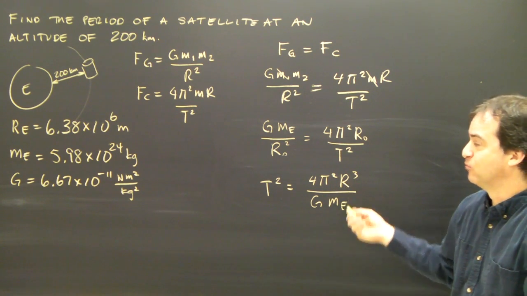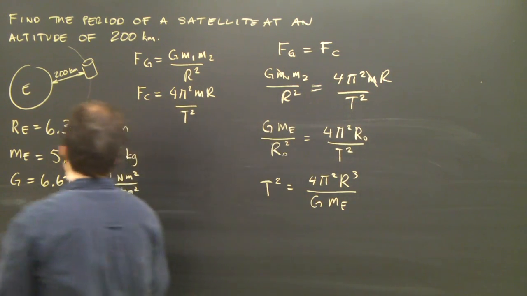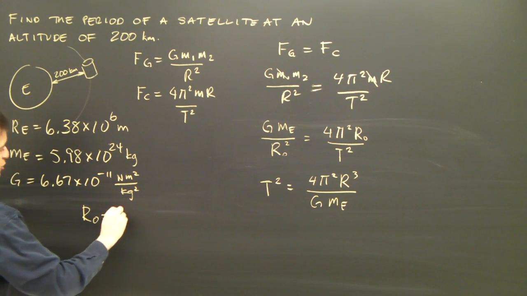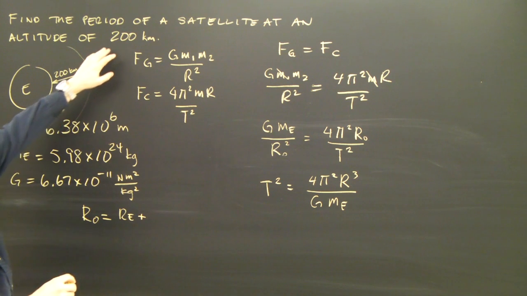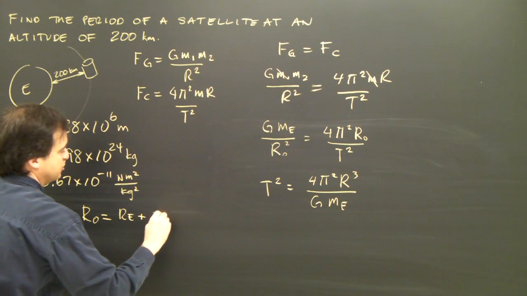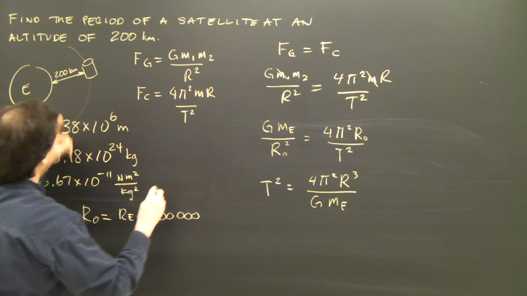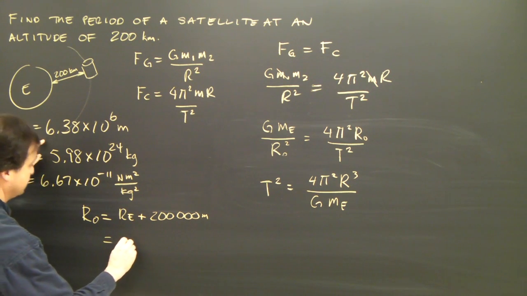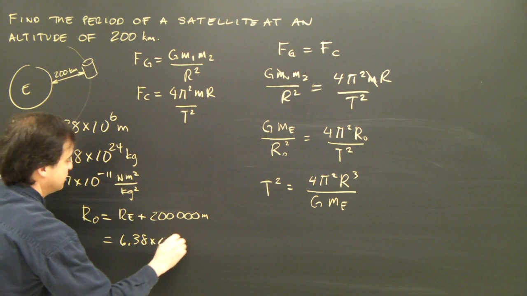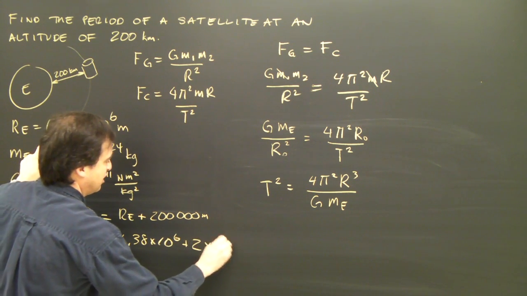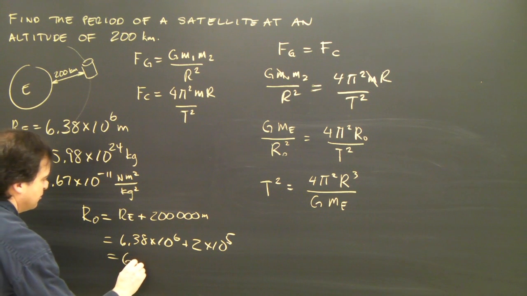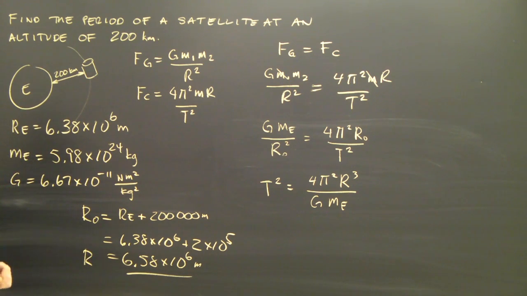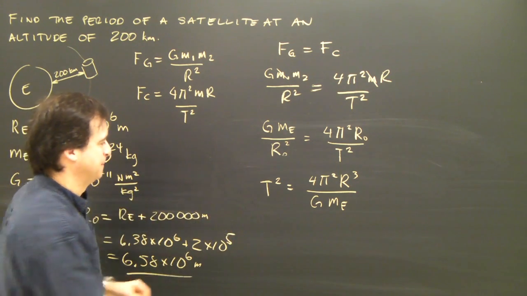But I need this r, the radius of orbit. The radius of orbit is how far the satellite is from the center of the Earth, which is going to be the radius of the Earth plus the altitude, this height, which is 200 kilometers, which is 200,000 meters. So I get the radius of the Earth, 6.38 times 10 to the 6, plus 2 times 10 to the 5. So I get 6.58 times 10 to the 6 meters. That's r.